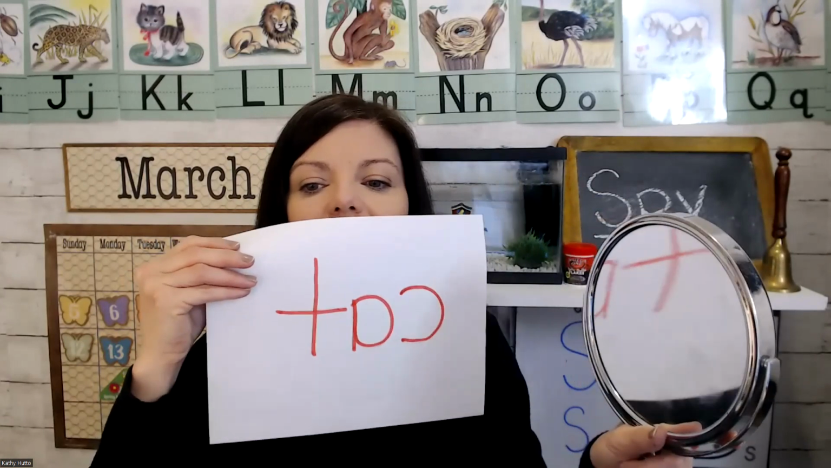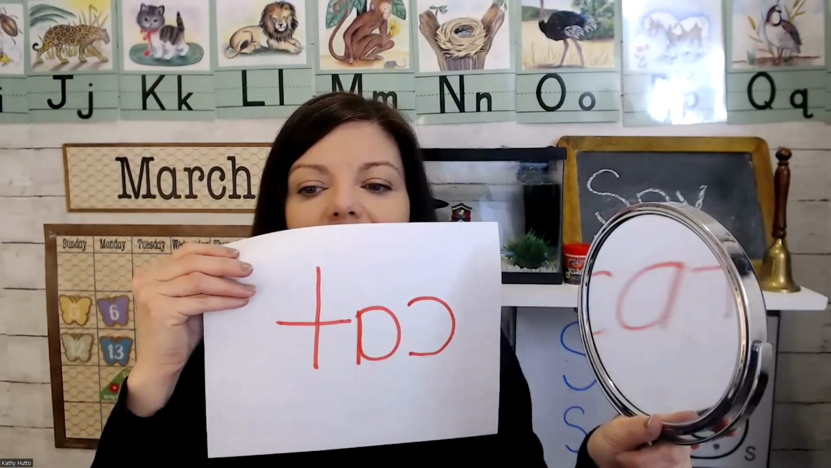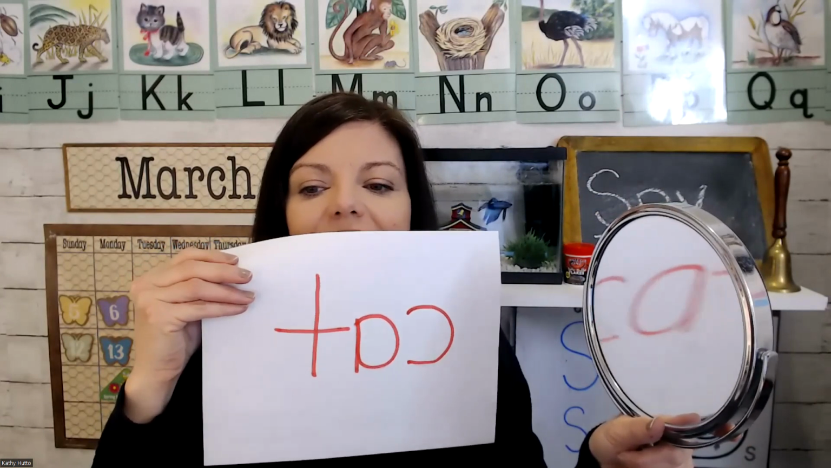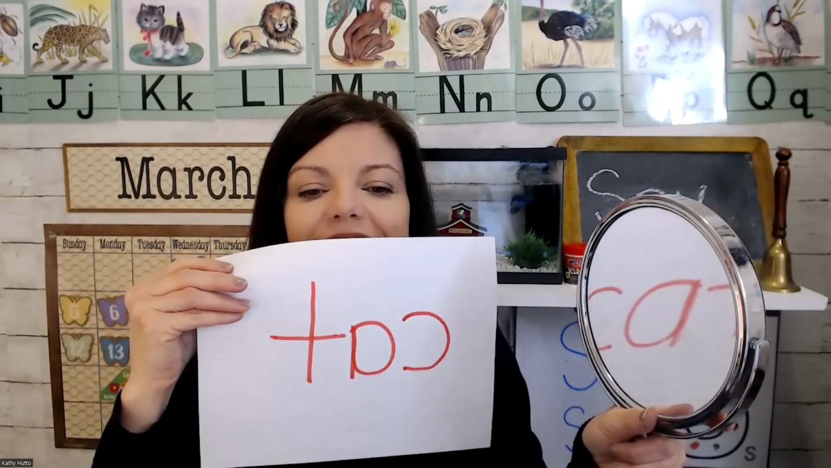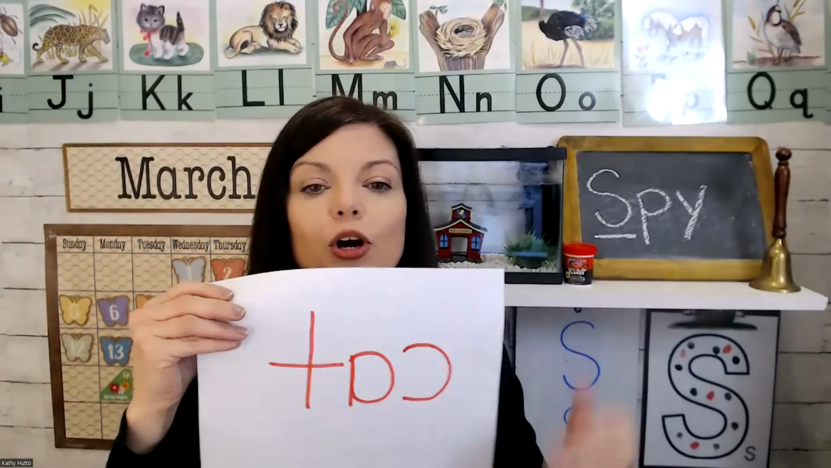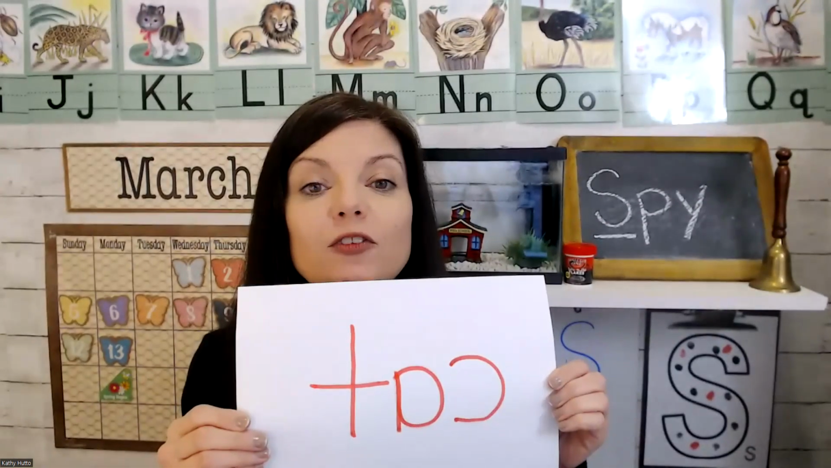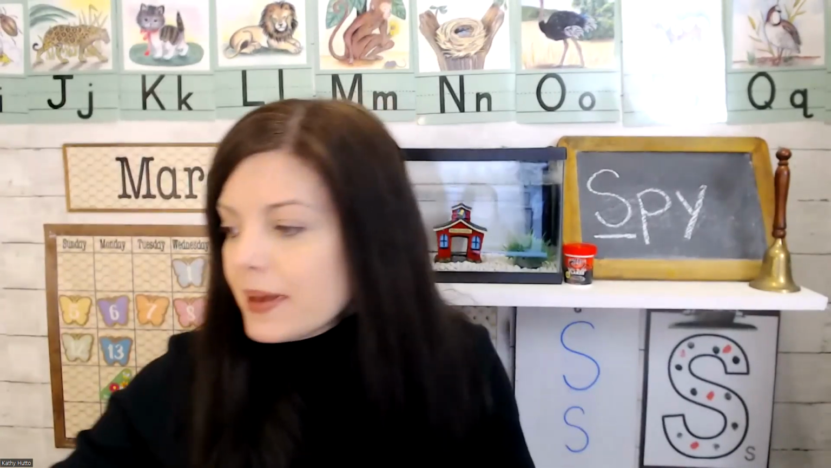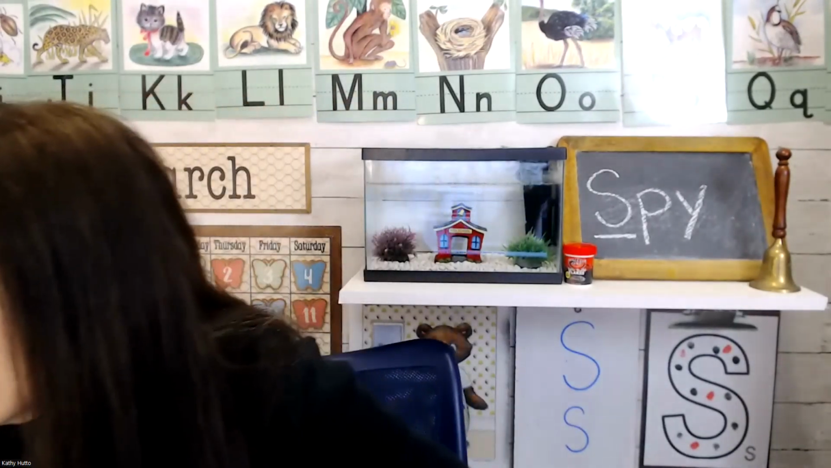It's C-A-T. C-A-T. That word is cat. C-A-T, cat. So see if you can write a word backwards. You can put it in front of your bathroom mirror and you can see it righted. Maybe you can try that with your own name. So let me show you how I did that.